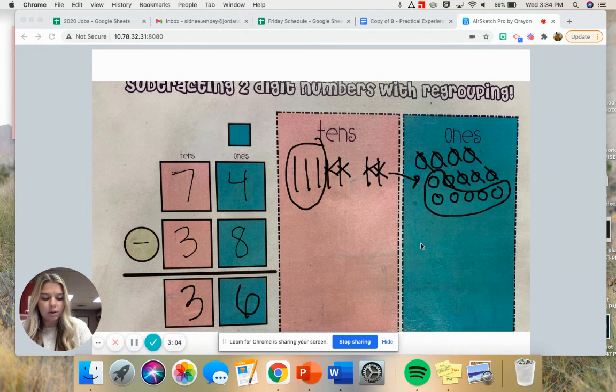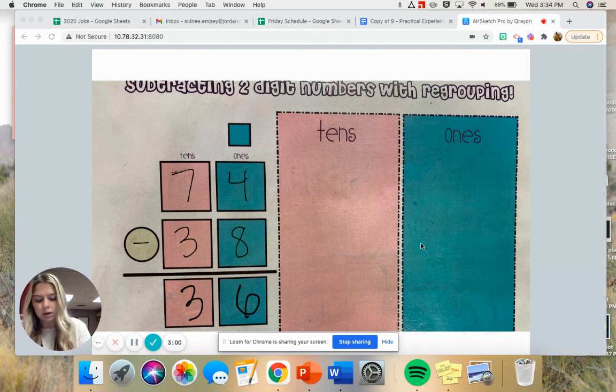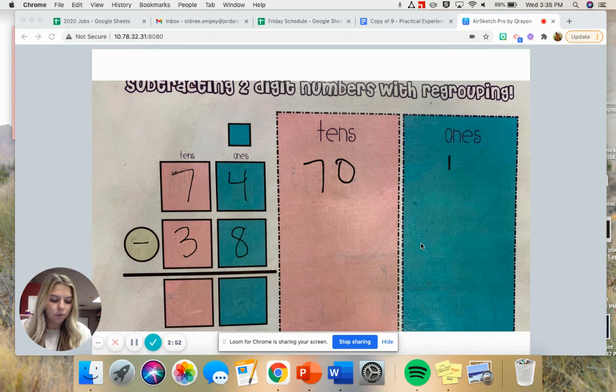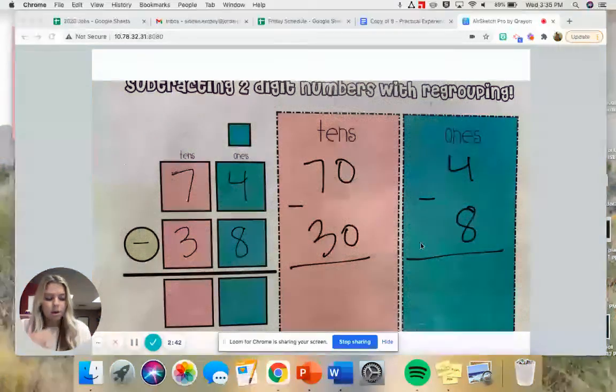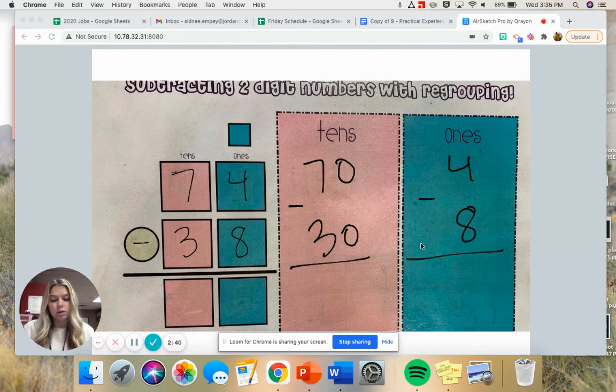The next method that we are working on right now is called the expanded form method. So I'm going to do the same problem. I'm going to start with 74 and expand it out. So 74 is 70 and 4 ones, and 38 is 30 and 8 ones. Then we turn it into a subtraction problem, and then we solve. So once again, start in the ones place.